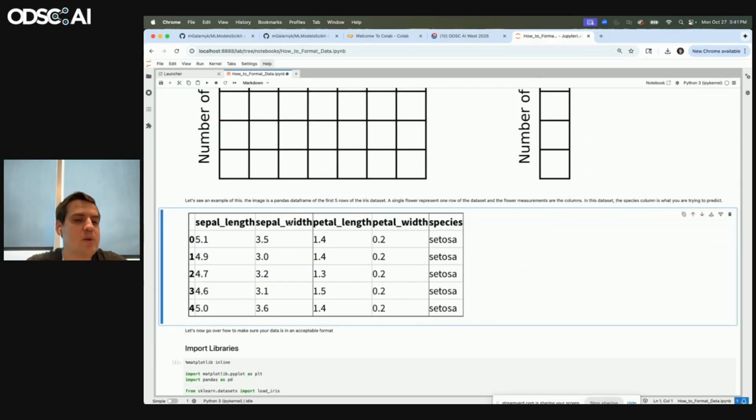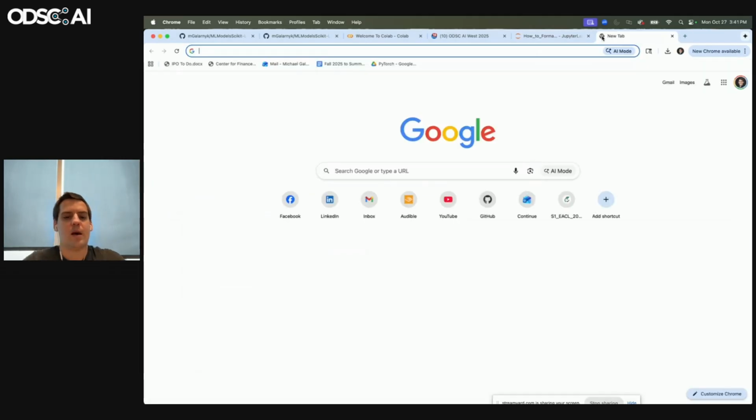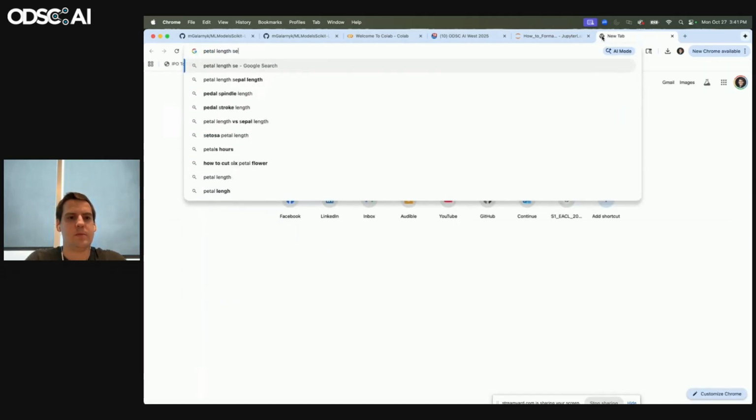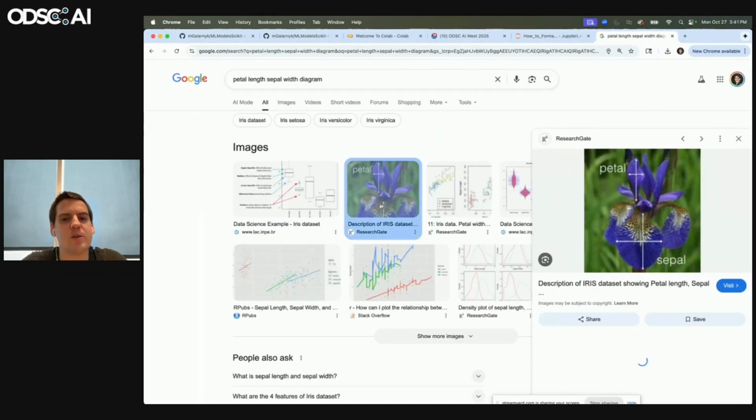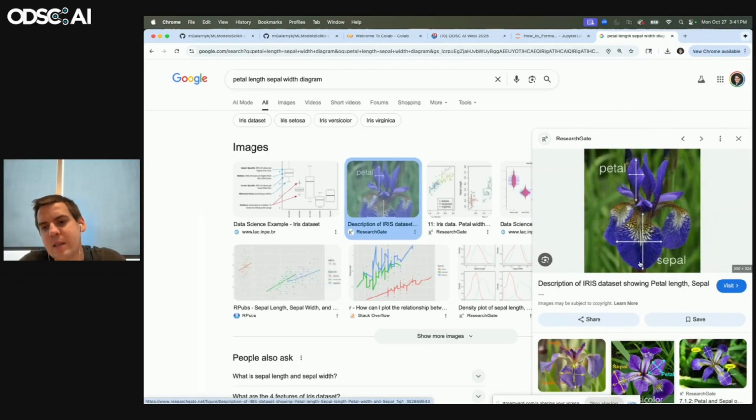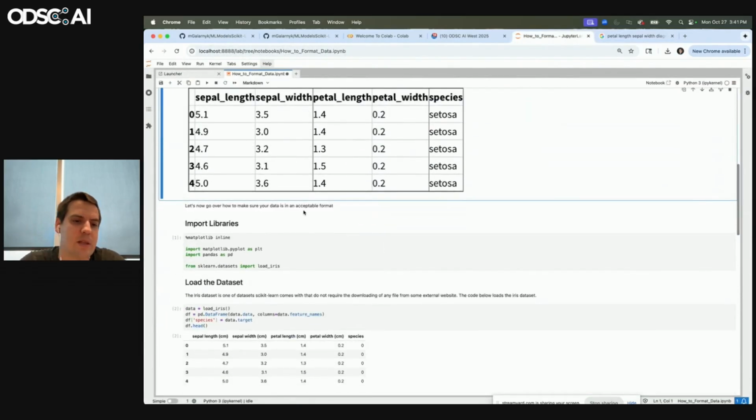So in this example, we have flower species information: sepal length, sepal width, petal length, petal width. These are really just characteristics of a flower. Understanding this is not essential for this notebook or any other ones.